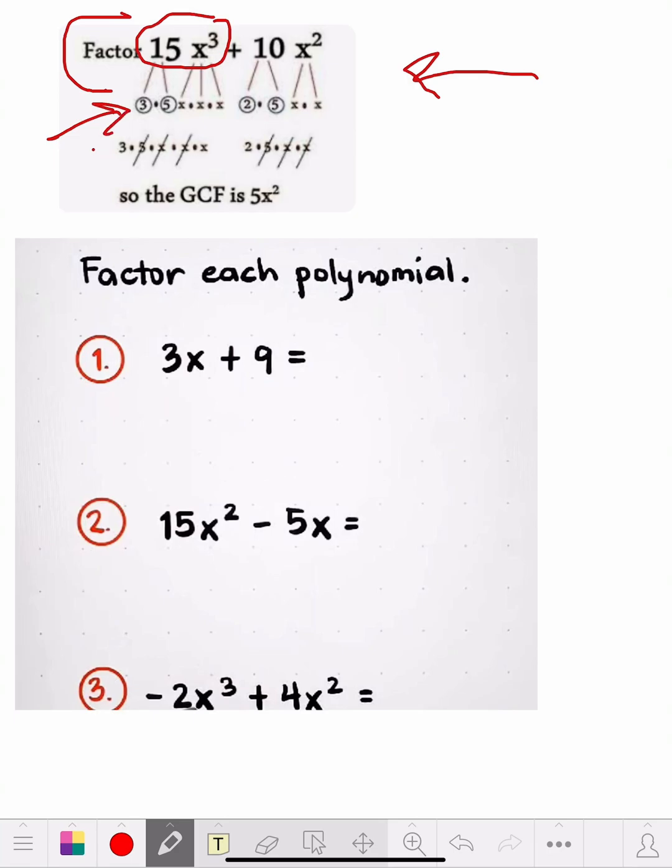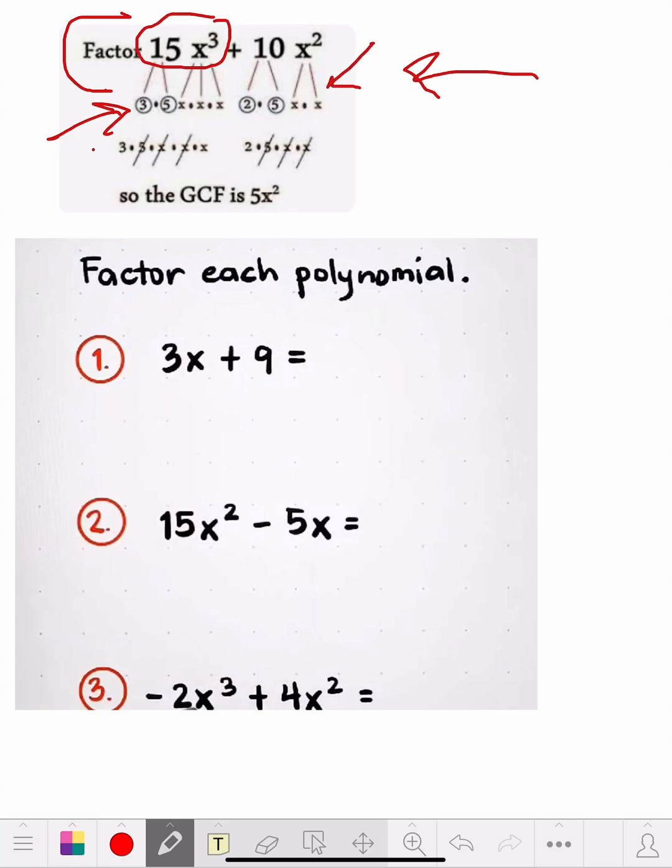Now they took the 10x squared. They asked, what are the factors of 10? Well, 10 times 1, 2 times 5, and that's about it. And what's x squared? It's x times x. So they wrote that down here.